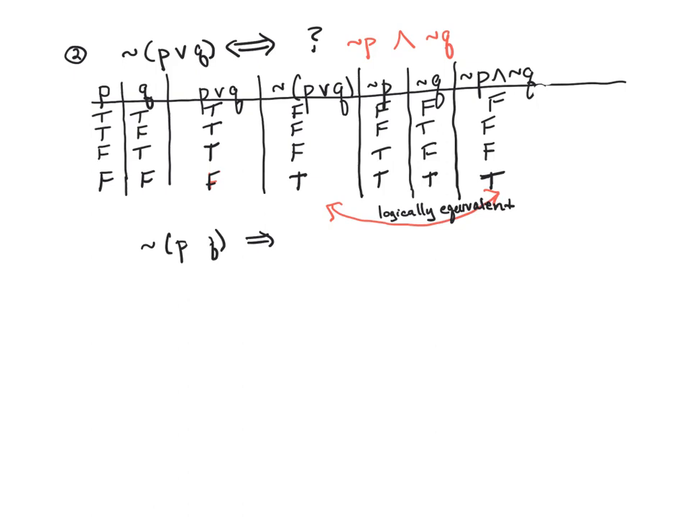Gotta get my right symbol here. Okay. Is logically equivalent to the negation of the disjuncts, but we form an and. All right, and that's the second part of DeMorgan's laws.